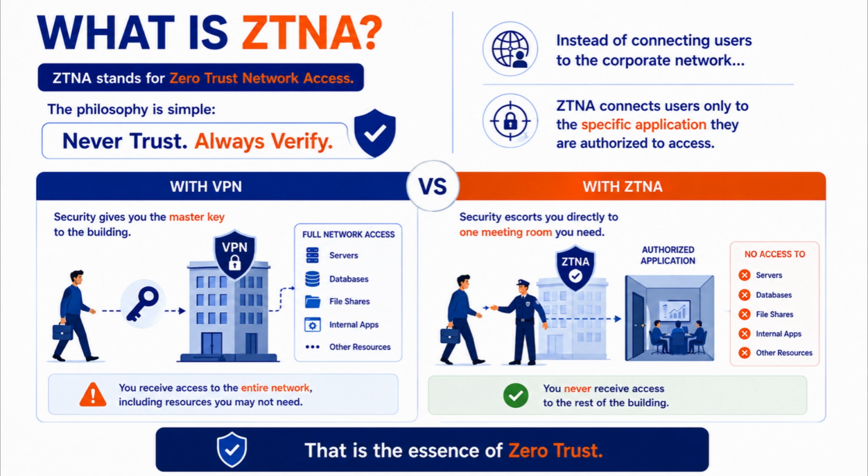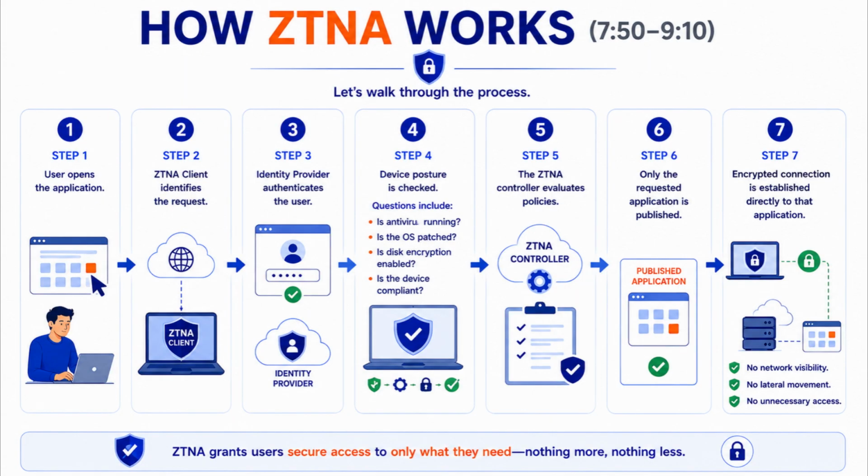Imagine arriving at a secure office building. With a VPN, security gives you the master key to the building. With ZTNA, security escorts you directly to the one meeting room you need. You never receive access to the rest of the building. That is the essence of zero trust. How ZTNA works.